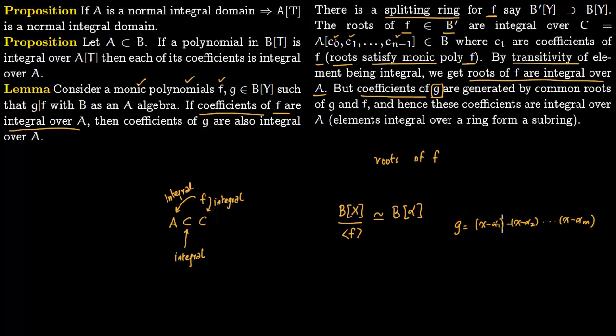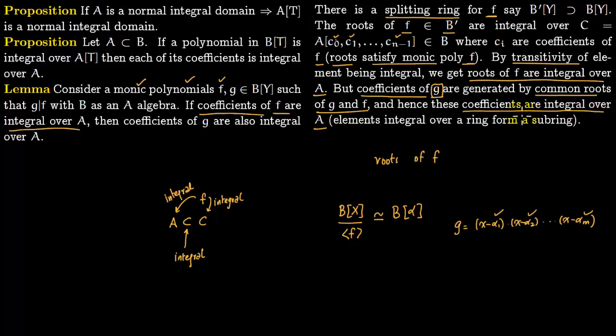All the coefficients of g, this will be a monic polynomial, would be generated by some product of roots. So you add the roots or take products of them or whatever, just combinations of roots. So coefficients of g are generated by common roots of g and f. Obviously all these roots are common to f also because g is dividing f and f splits completely. So the coefficients of g are generated by common roots, and therefore these coefficients are integral over A.